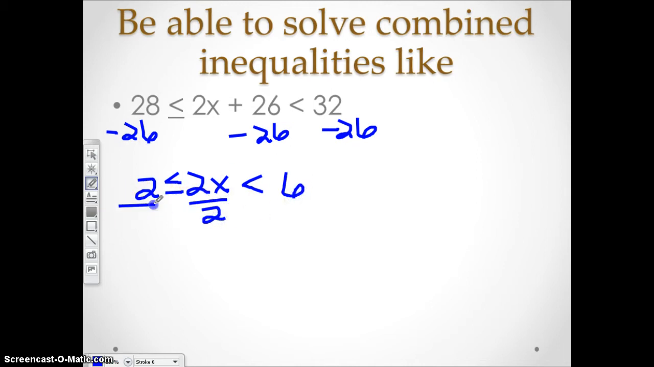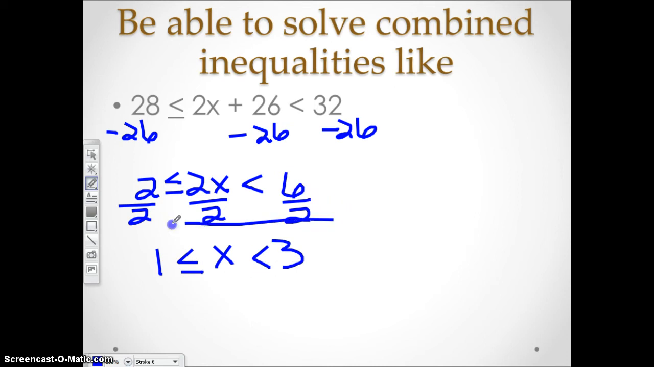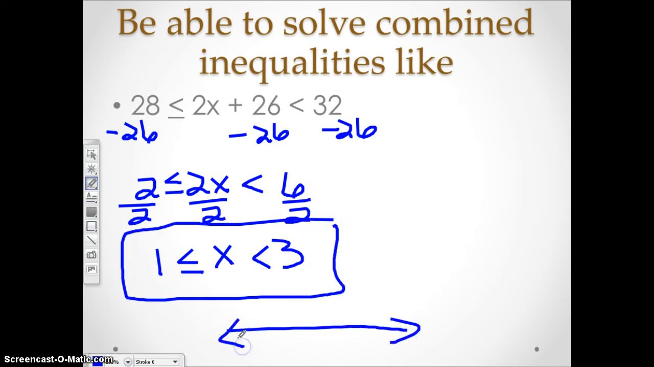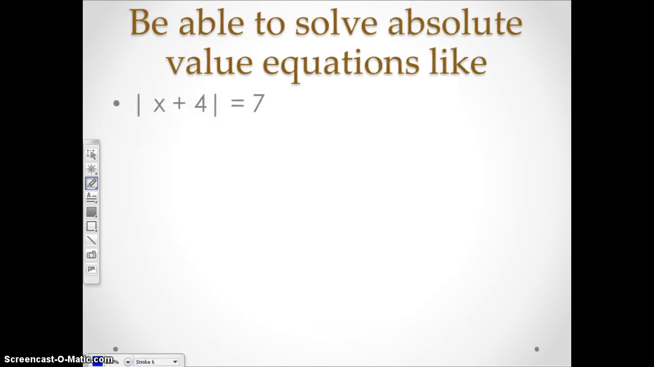Just like with addition and subtraction, if we do it to one part, we have to do it to all 3 parts. 2 divided by 2 is 1. 2 divided by 2 is 1. 6 divided by 2 is 3. We have solved this inequality, and if we needed to, we could graph it, but on the computer scored test, there will not be that option.